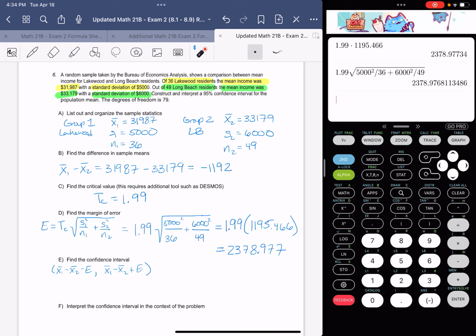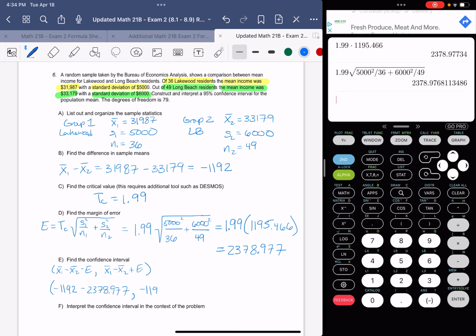We already found the x1 bar minus x2 bar portion, right? You guys agree? We did that here. So instead of substituting all those numbers, I'm just going to take that result, the negative 1192. So that's negative 1192 minus E, which we said was 2378.977, comma, negative 1192 plus 2378.977.